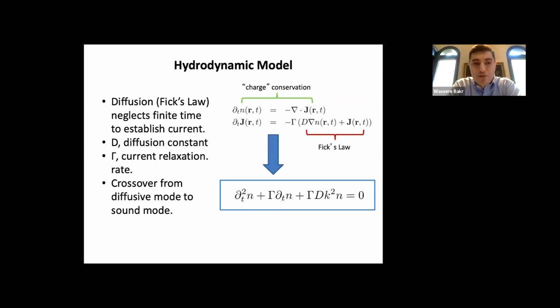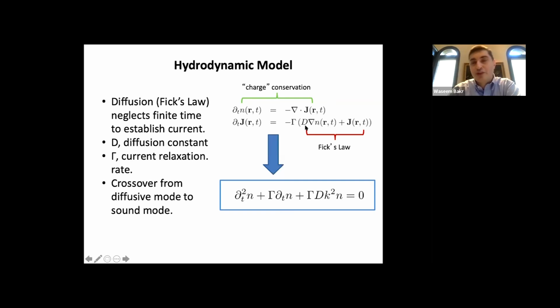So let me first start from diffusion. You might all be familiar with Fick's law from chemistry. If you just have some ink in a solution, it diffuses. That's described by Fick's law. So you have the current proportional to the gradient of the density, with the proportionality constant being the diffusivity.